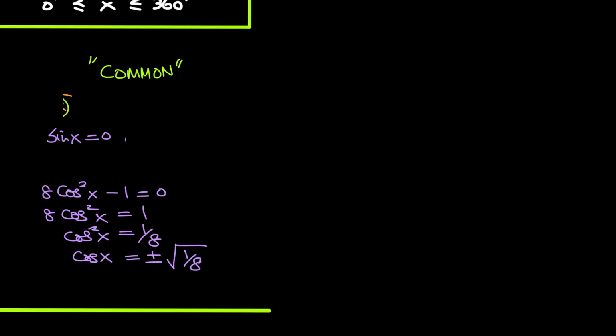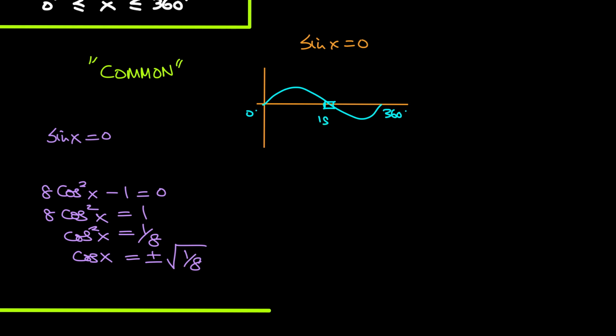When we have sine x equals to 0, that is just a simple usage of the graph. We draw the x-axis and the y-axis and we draw one simple cycle for sine x. It starts from 0, ends at 360, in between is 180. So we have three answers: x is 0, x is 180, x is 360, because the range over here is inclusive.